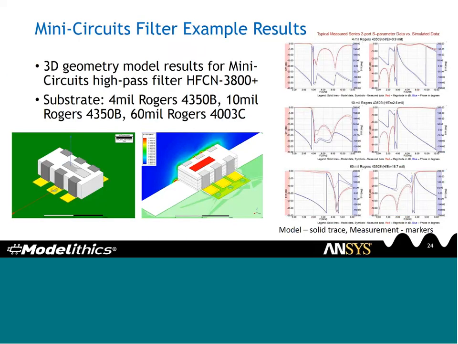So the next few slides here, I'm going to be covering examples of other models that are included in the Complete Plus 3D library. On our first slide here, I have the results for a Mini-Circuits LTCC high-pass filter shown on 3 Rogers substrates. The cutoff frequency for this particular high-pass filter is 3800 megahertz, and the model versus measurement magnitude and phase are shown on the right for both S11 and S21. And you can see that the model versus measurement results are trending correctly.